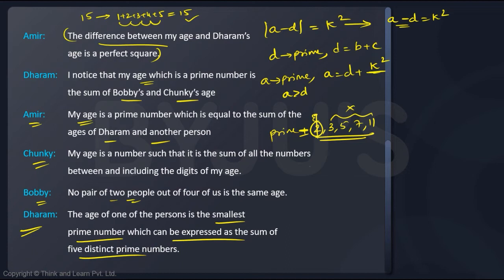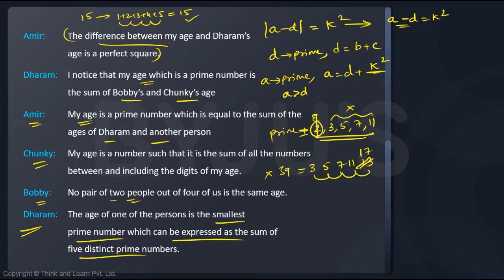So what else is it? Take 3, 5, 7, 11 and 13 and see what happens. 3 plus 5 is 8, 8 plus 7 is 15, 15 plus 11 is 26, 26 plus 13 is 39. 39 is not a prime number, so this is also not possible. What else is the next possibility? We are looking at the smallest, the minimum possible number like this.